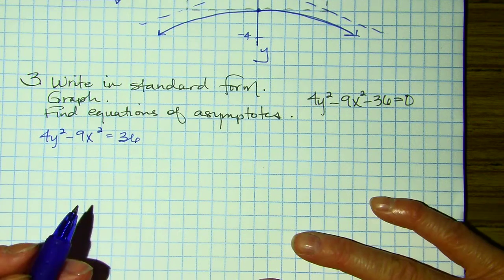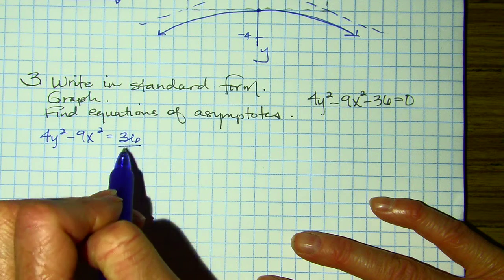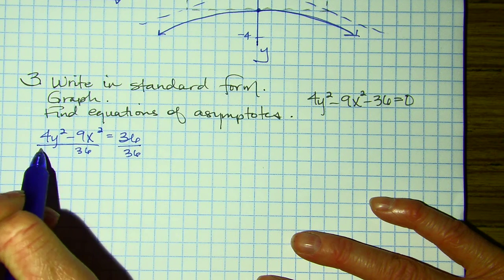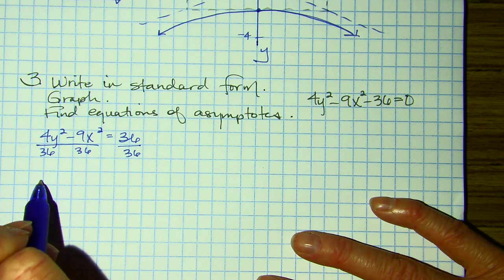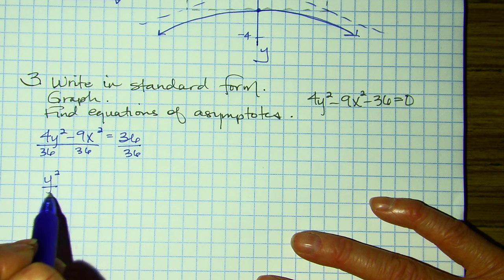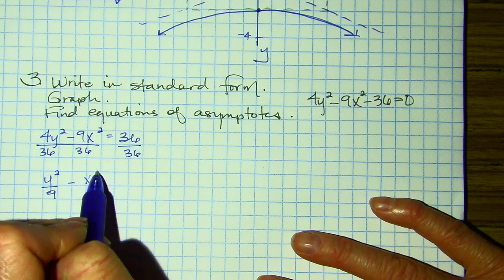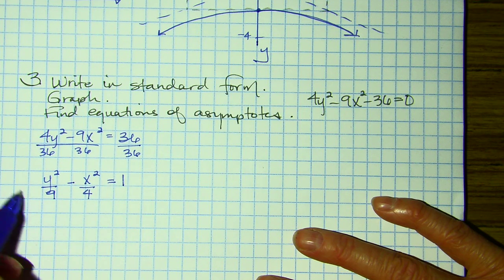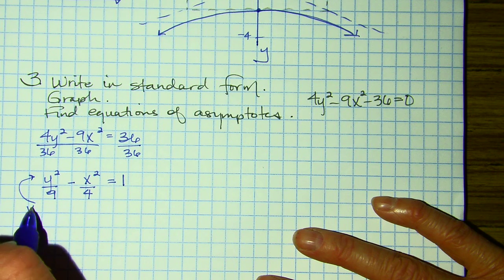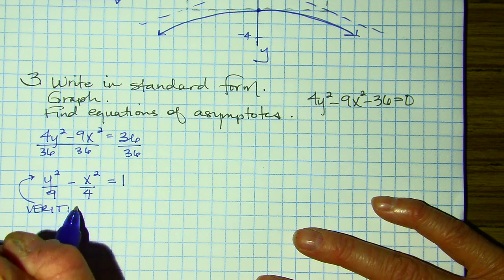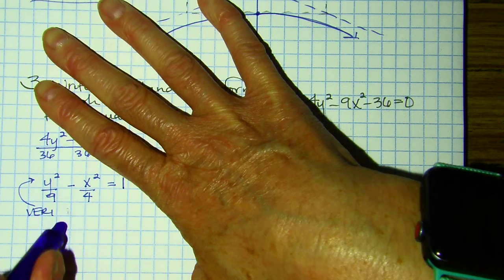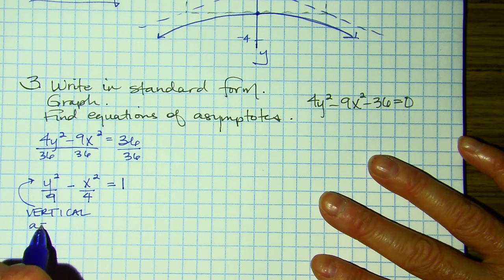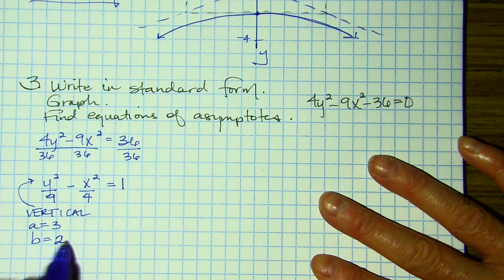And the only way to get the right side to equal 1 is to divide by 36, and you have to do that to all 3 pieces. And then I'm going to simplify. So this would be y squared over 9 minus x squared over 4 equals 1. Because y squared is first, again, this is vertical. A is 3, b is 2.